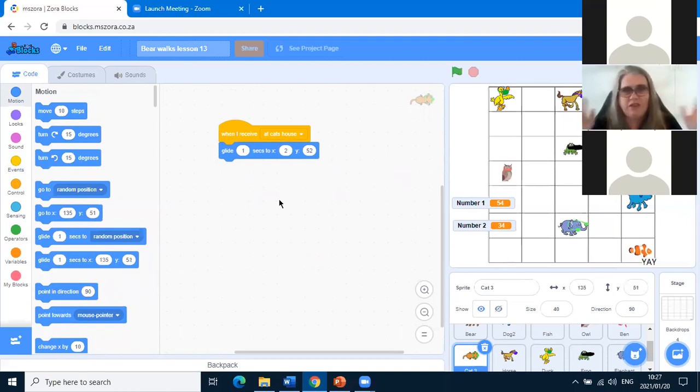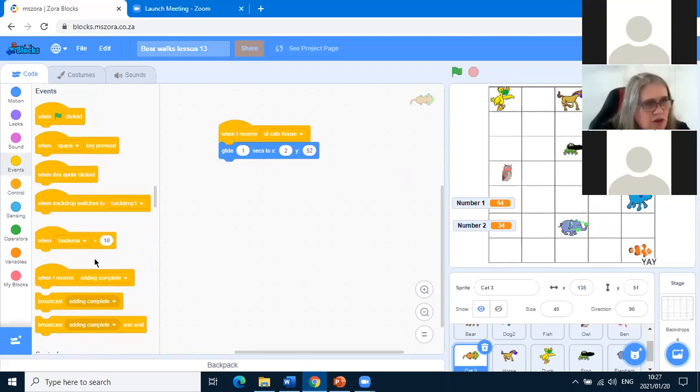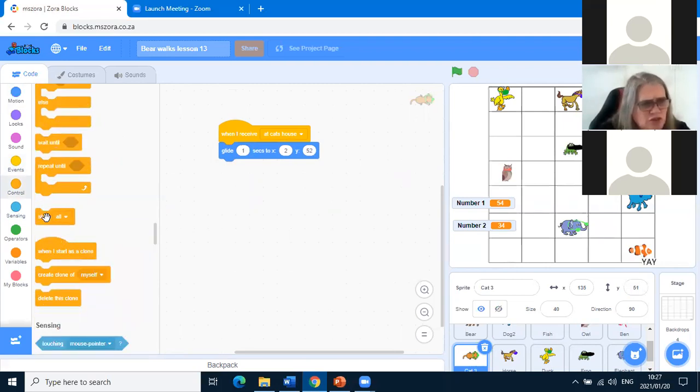So he's gliding there. There's no costume change for Cat. He's just sitting. A sitting cat. I normally say sitting dogs. Hey, there's a sitting cat. Right. Stop this script.